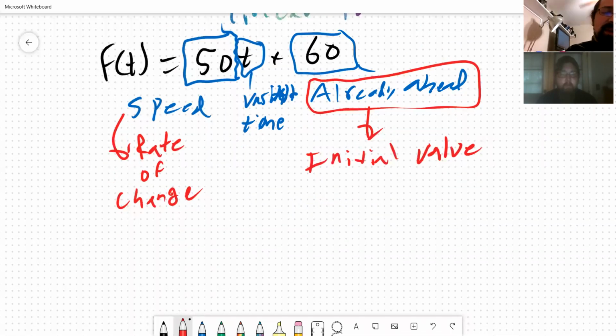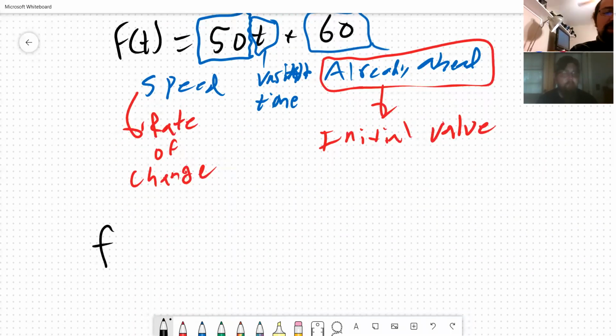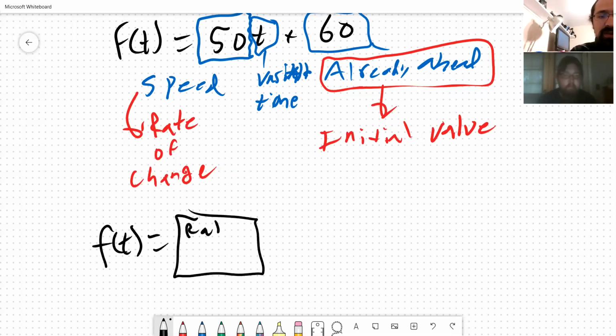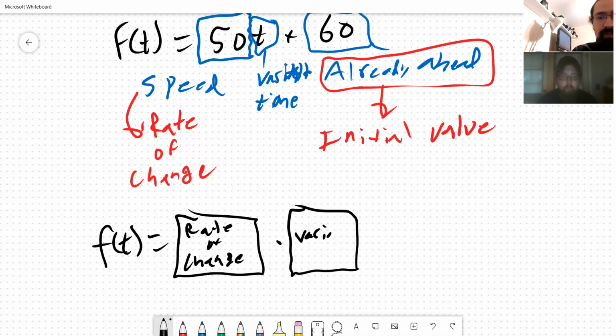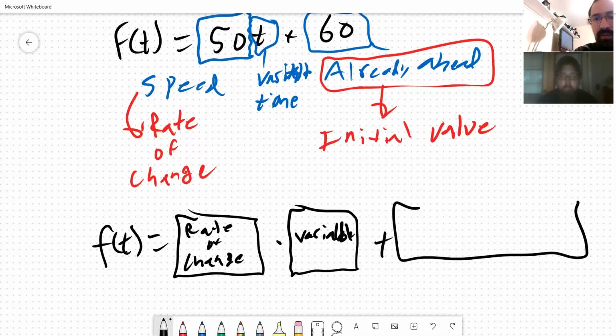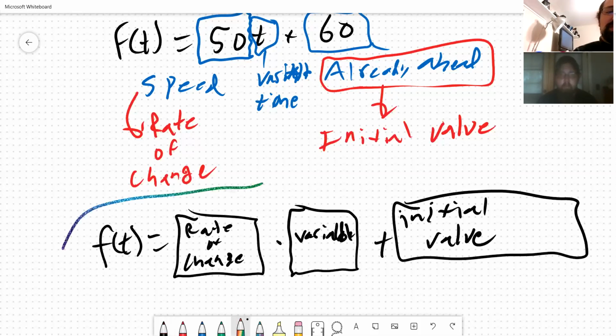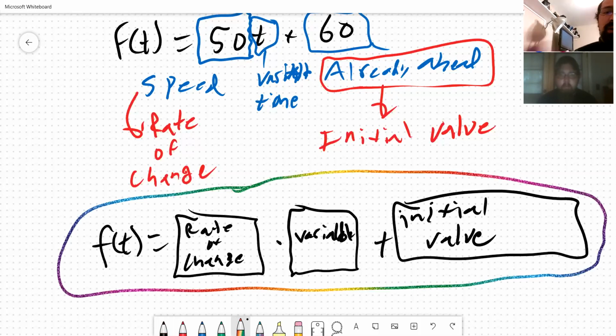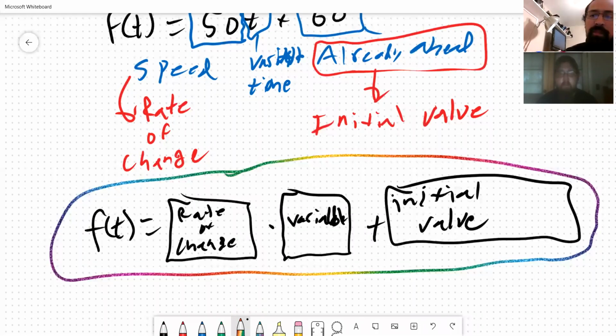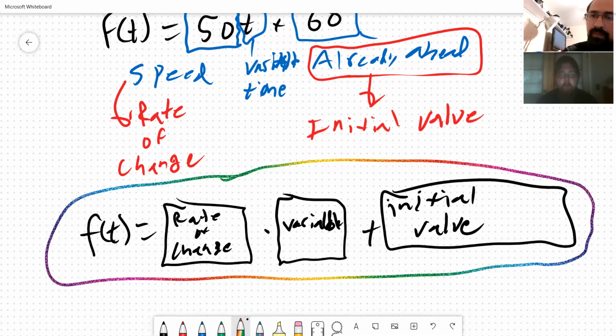So this gives you an idea of the general structure of any linear function. It's always going to be the rate of change times the variable plus the initial value. This right here is the general structure of all linear functions. It's super important, worth writing down.